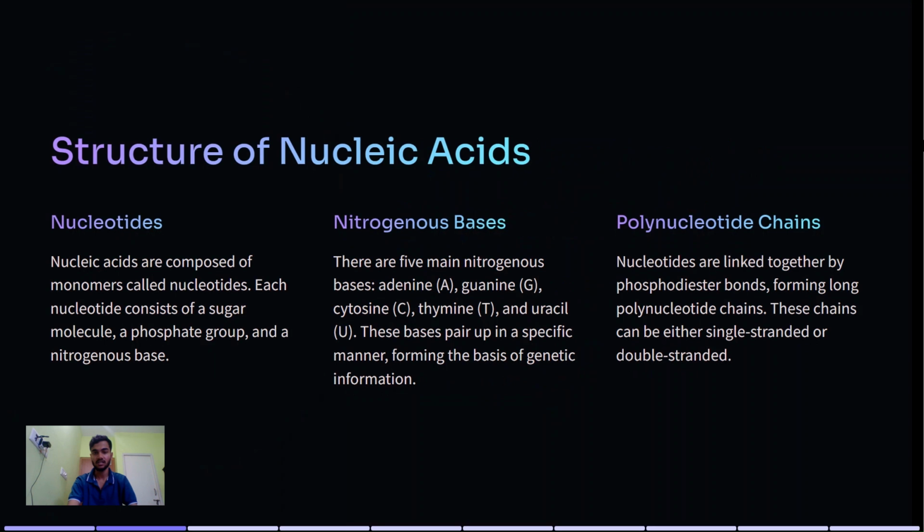Nitrogenous bases: we have five main nitrogenous bases: adenine, guanine, cytosine, thymine, and uracil. These bases pair up in a specific manner, forming the basis of genetic information. Polynucleotide chains: these are linked together by phosphodiester bonds, forming long polynucleotide chains. These chains can be either single-stranded or double-stranded.